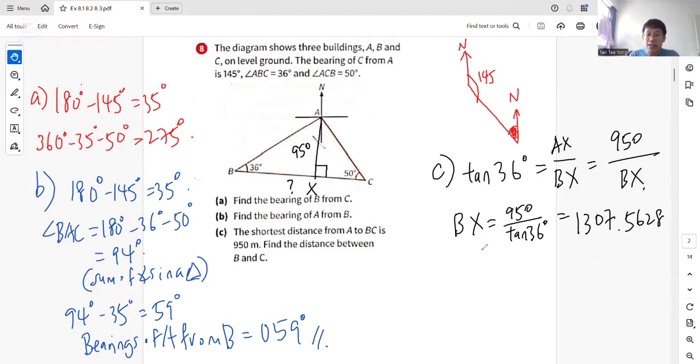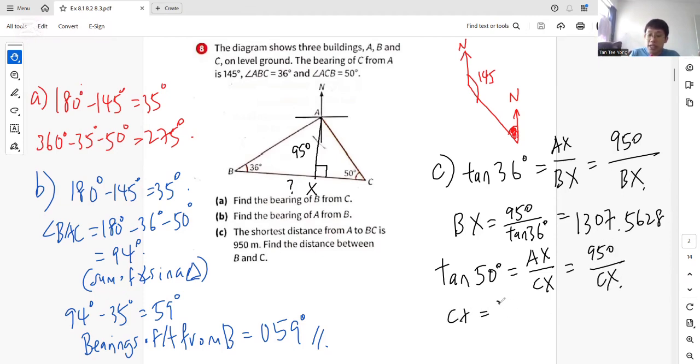Now find XC. Same thing, opposite over adjacent. Focus on triangle AXC. Tangent 50 degrees equals opposite, AX, over CX. So tangent 50 degrees equals 950 over CX. So CX is equal to 950 over tangent 50 degrees, which will give me 797.1446.